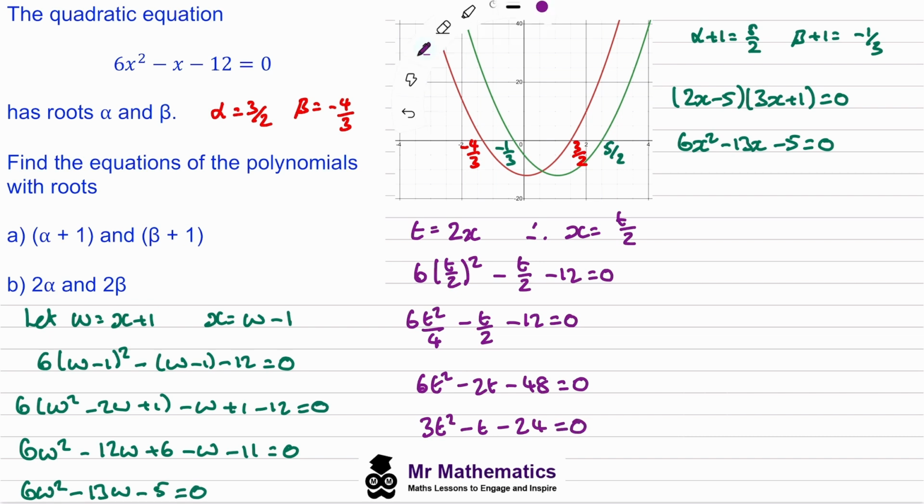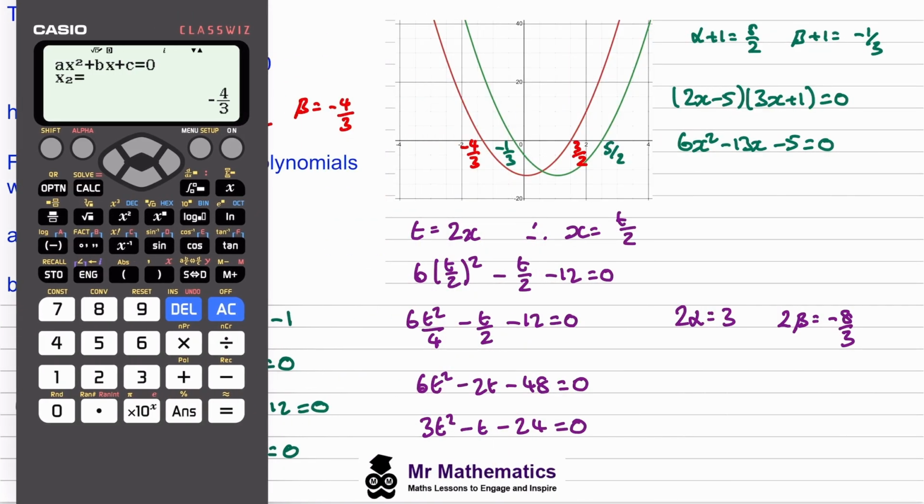And we can check this works, because if alpha is equal to 3 over 2 and we double it, then this should have a root where 2 alpha is equal to 3 and 2 beta is equal to negative 8 over 3. If we go back to our equation solver, we'll enter our coefficients of 3, negative 1, and negative 24. And we can see the roots are positive 3 and negative 8 over 3. Okay?